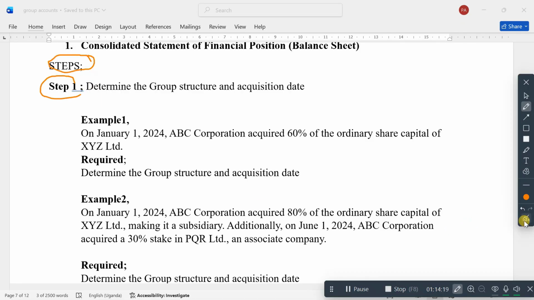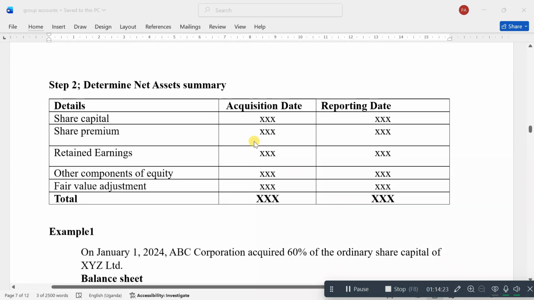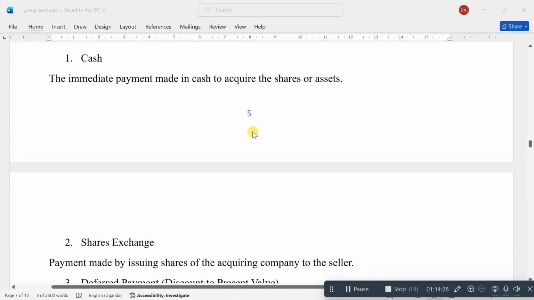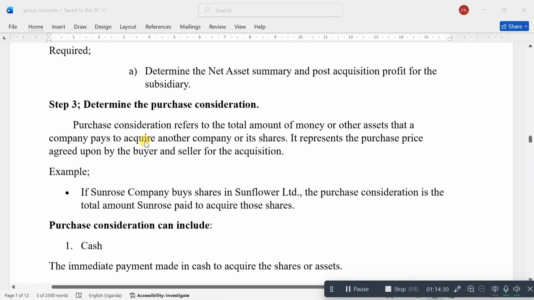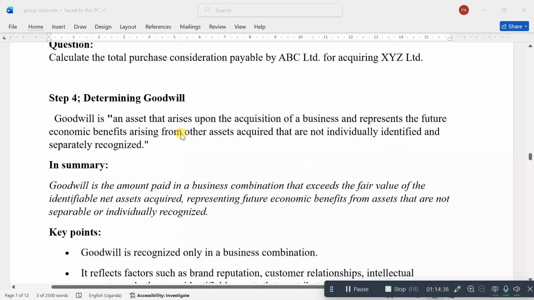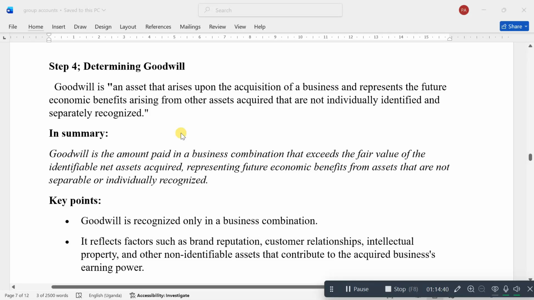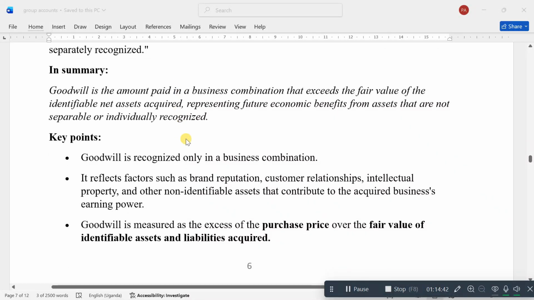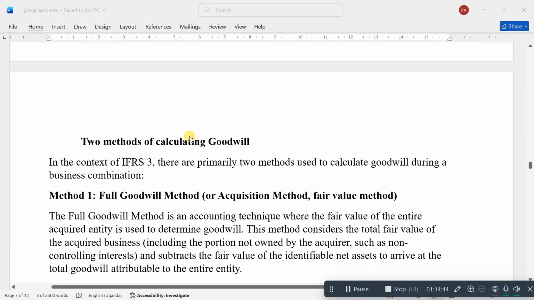After that, let's see how we can get the net asset summary as our step number 2. Step 3, let's determine what we call the purchase consideration, or the money you pay to acquire shares in another company. Then after having gotten that, you can proceed by determining the goodwill. For this video, I have given you only one method of calculating goodwill, that is full goodwill.